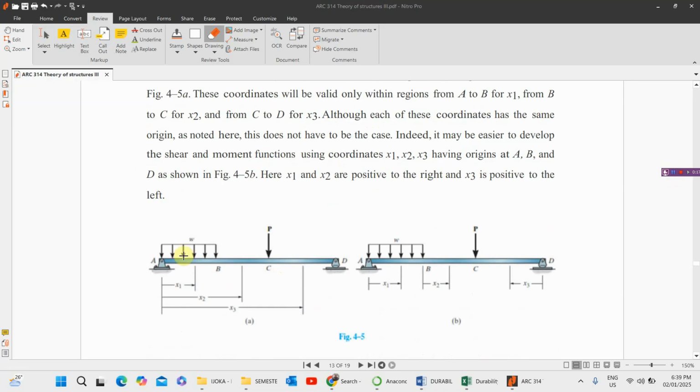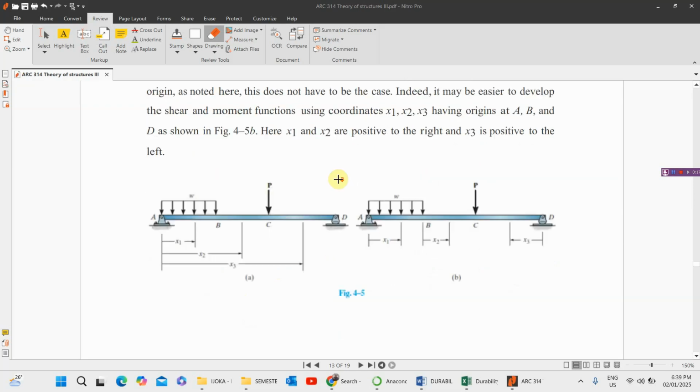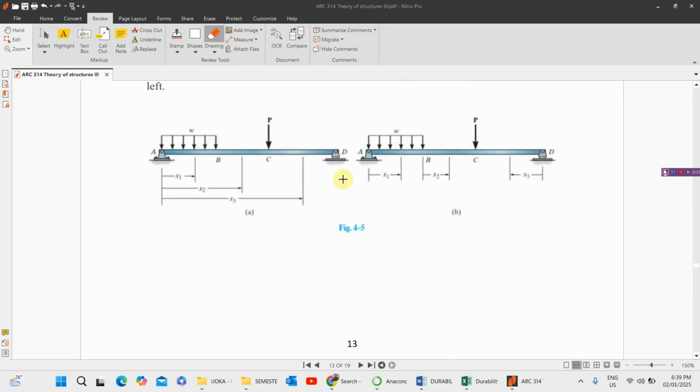When we're considering this particular A to B, it is this distance x1 that we'll be using to describe what is happening in this A to B. And when we're considering this point load, it is this distance s2 that we'll be considering. And likewise, from this place to this place, we'll be using distance s3. So let's move ahead.